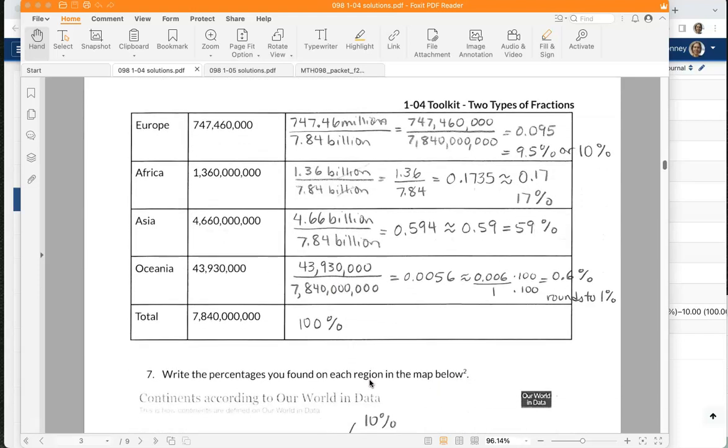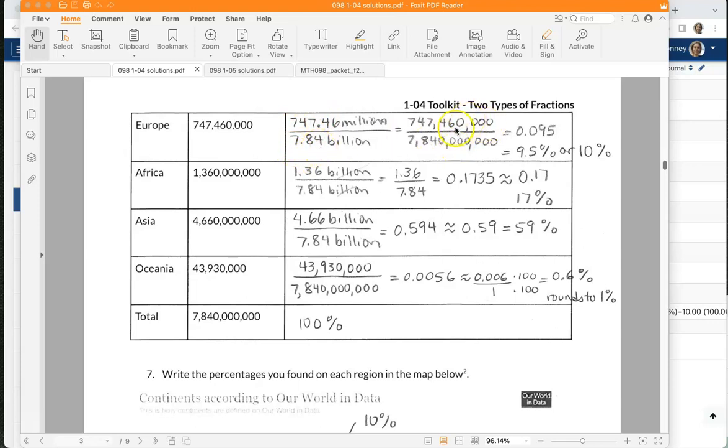So on page 20, we have the remainder of the regions in the world. And instead of writing both huge numbers out, well, I did do that here in my fraction, but I also wanted to write out 747.46 million, and that's divided by 7.84 billion. Unfortunately, million over billion, you can't ignore the words and just divide the numbers.